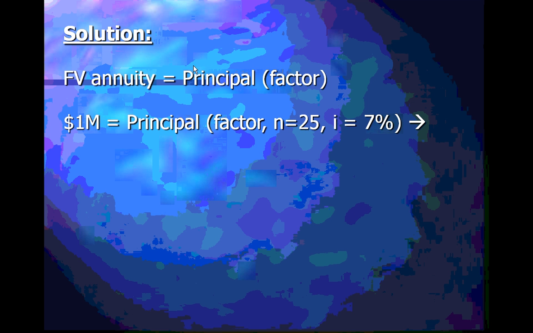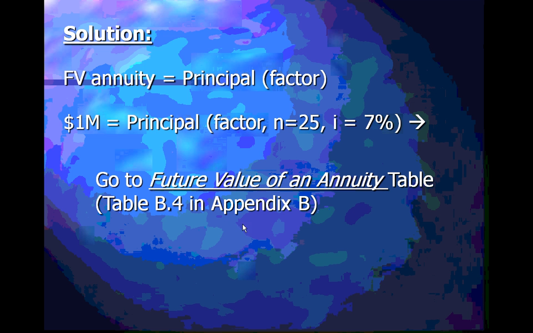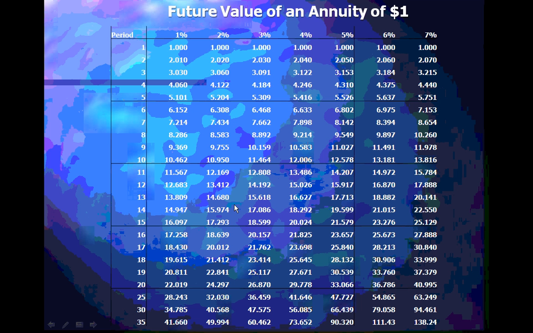The principal is, oh, I don't know. That's what I'm trying to decide. How much money do I need to set aside every year for 25 years if I can assume 7% interest? So I go to my table. In your book, it's going to be table B4, future value of an annuity. Look in Appendix B. Okay, and then you pull out a number. I go 25 years here. I would go 7%, find the number, 63.249.